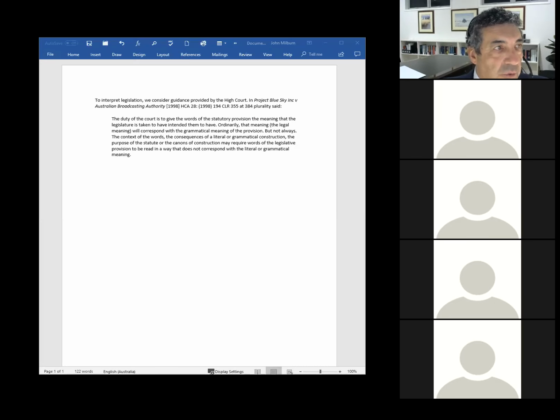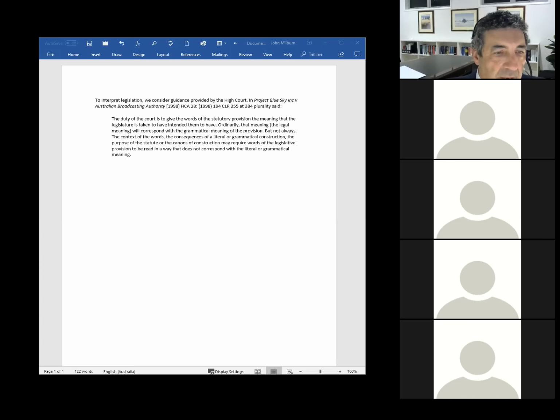To interpret legislation, we consider guidance provided by the High Court. In Project Blue Sky, the plurality said, the duty of the court is to give the words of the statutory provision the meaning that the legislature is taken to have intended them to have. Ordinarily, that meaning, the legal meaning, will correspond with the grammatical meaning, not always. The context of the words, the consequences of a literal or grammatical construction, the purpose of the statute, or the canons of construction may require words of the legislative provision to be read in a way that does not correspond with the literal or grammatical meaning.